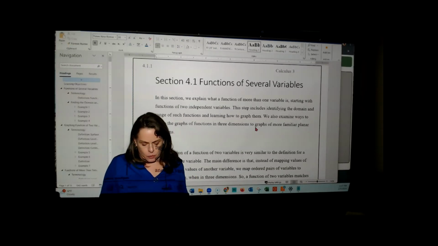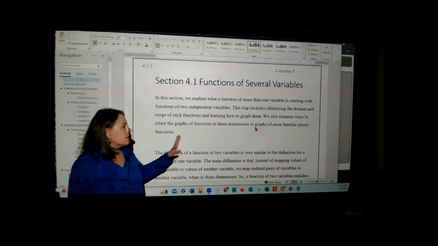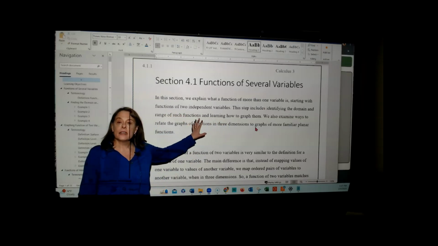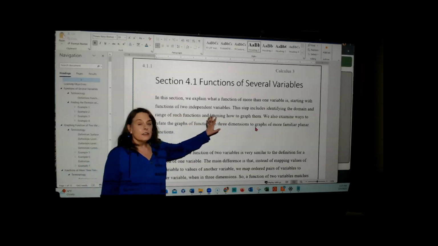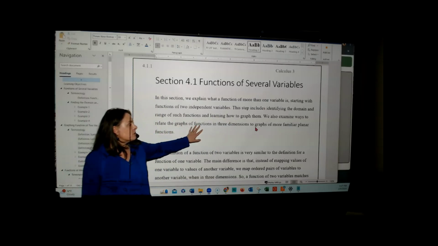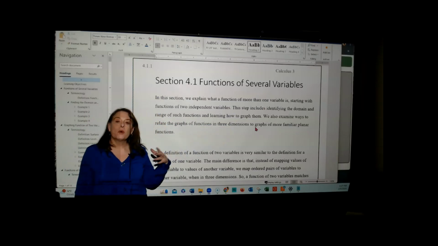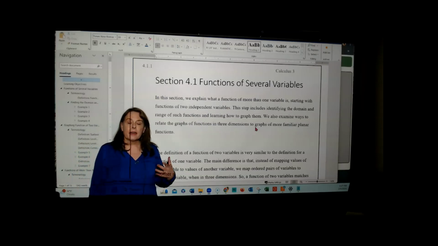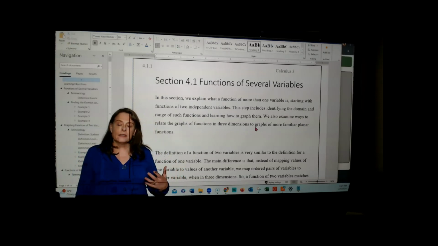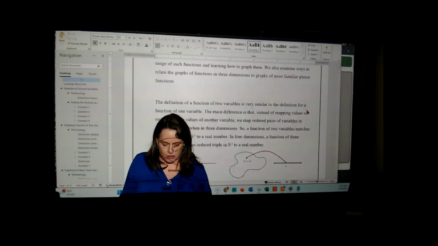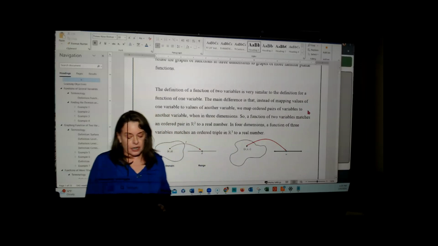functions. Now, when we're doing this, the first thing that we want to do is learn to identify the domain and the range of these multivariable functions and learn how to graph them. We're also going to look at ways to relate the graphs of functions in 3 dimensions to graphs of more familiar functions in 2 dimensions. So we'll be taking images of these 3-dimensional shapes and projecting them into the plane to see what they look like from different directions.